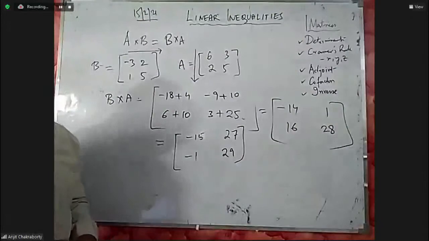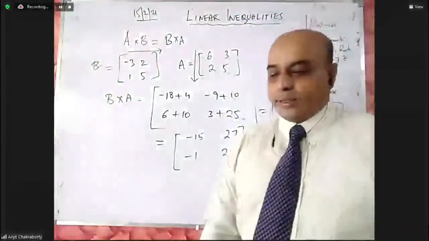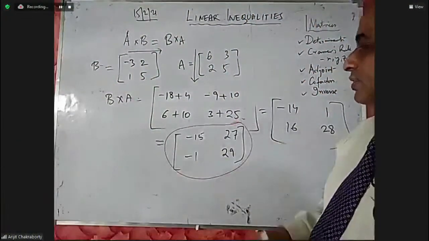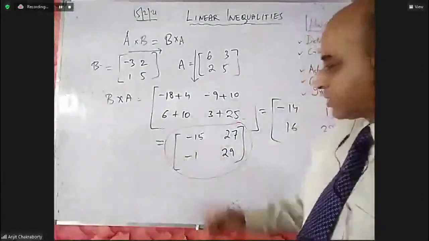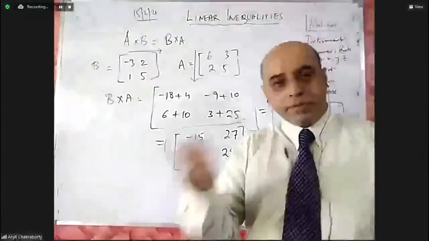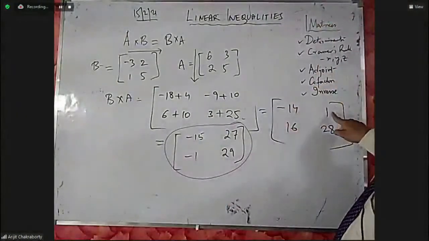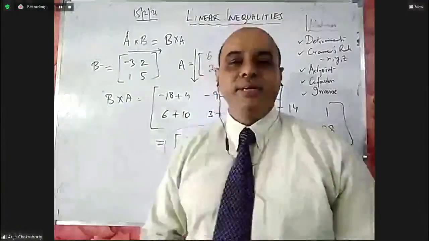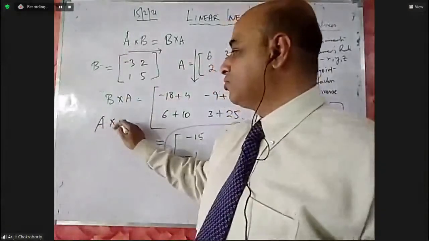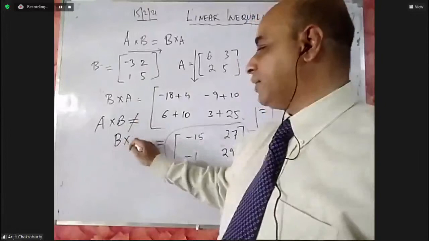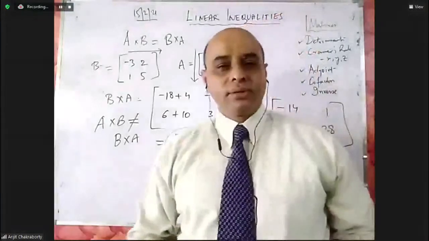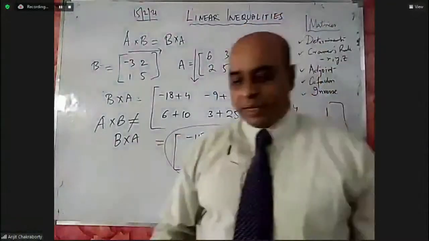So please see, dear friends, that we are not getting the same matrix as this one. A into B gives us this matrix, minus 15, 27, minus 1, 29, but B into A gives us minus 14, 1, 16, and 28. So we note a very, very important rule, that is A into B is not equal to B into A. Okay, so I hope you followed. Matrix A into matrix B is not equal to matrix B into matrix A, and this is something we did through the example.